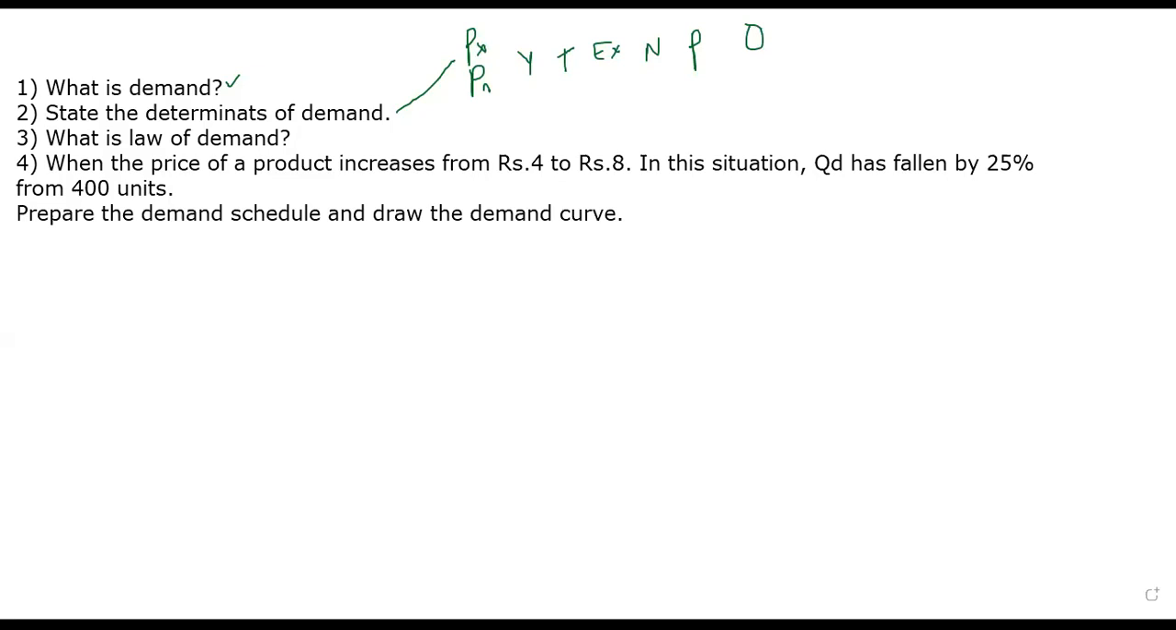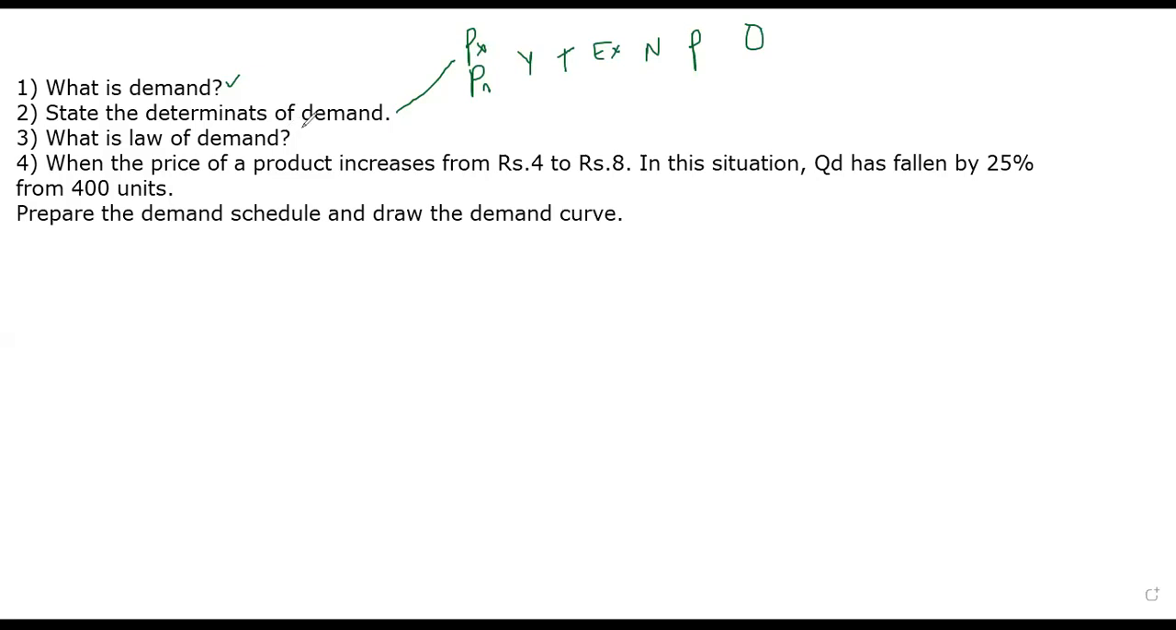Now, can you tell me what is the most important determinant of demand? What is the most important determinant of demand out of these? Price of the same product. Yes, exactly. Price of the same product. So even though you have lots of determinants of demand, the most important determinant is what? Price of the same product.